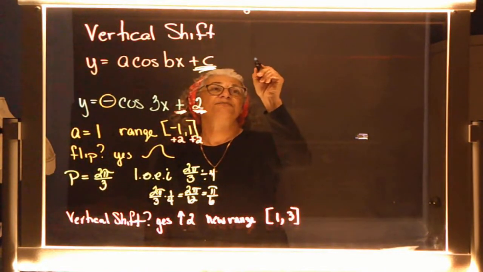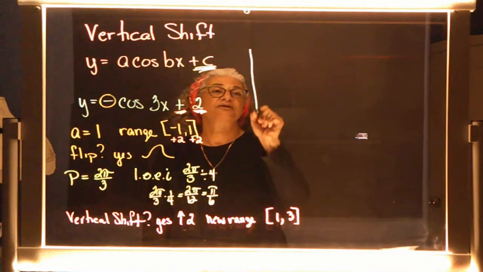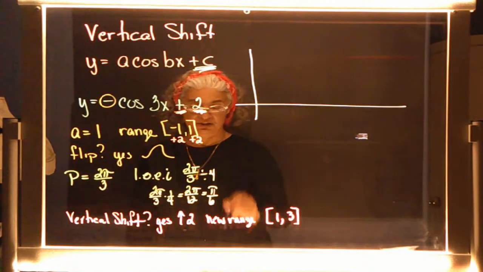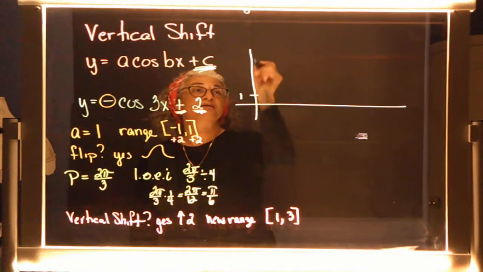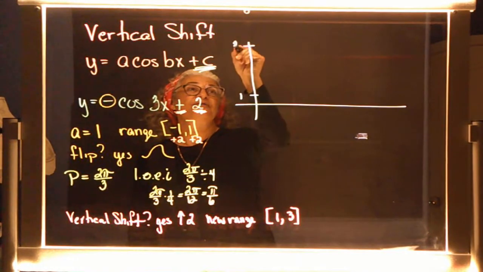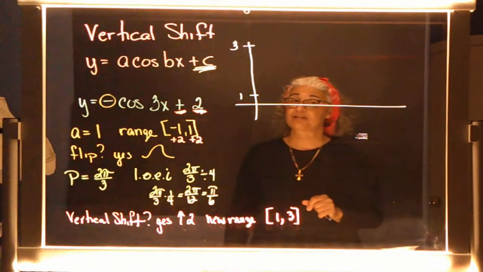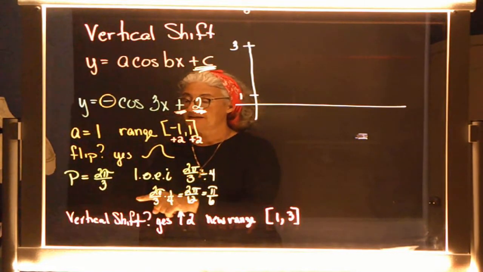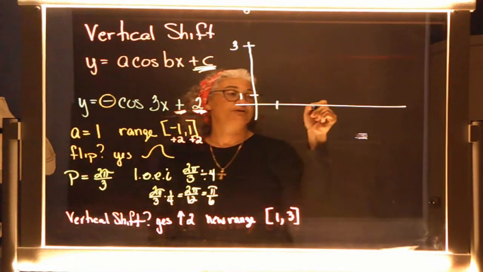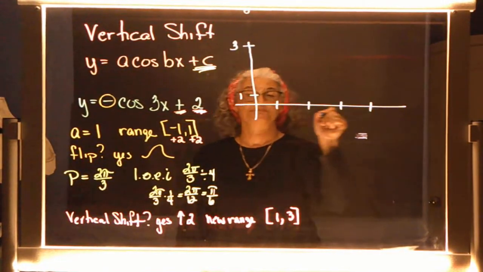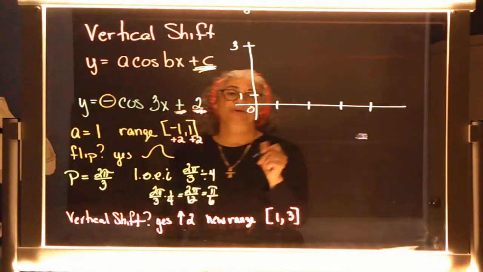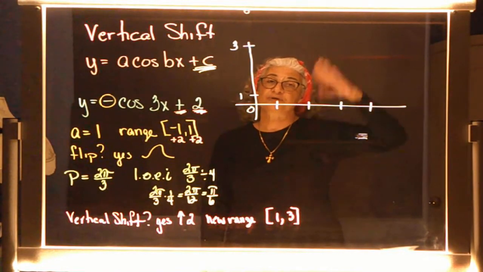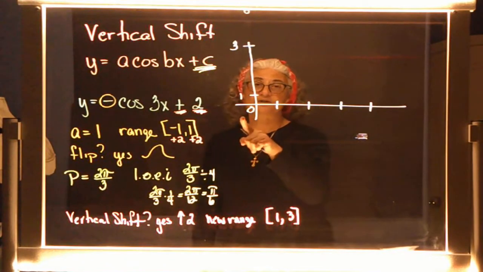So my range is now +1 to +3. I don't care about the negative down here any longer. I still have 4 intervals, right? But I'm still starting at 0 because there was no horizontal shift, right? There was only a vertical shift. So I'm still starting at 0.